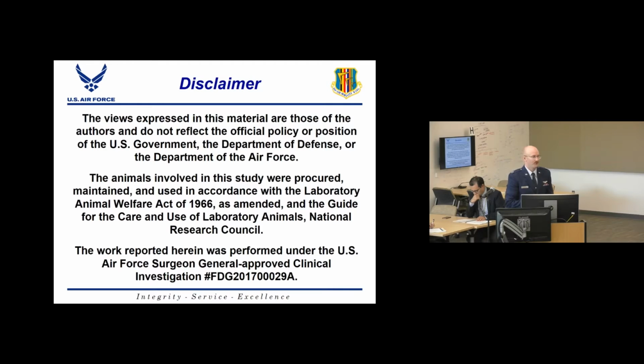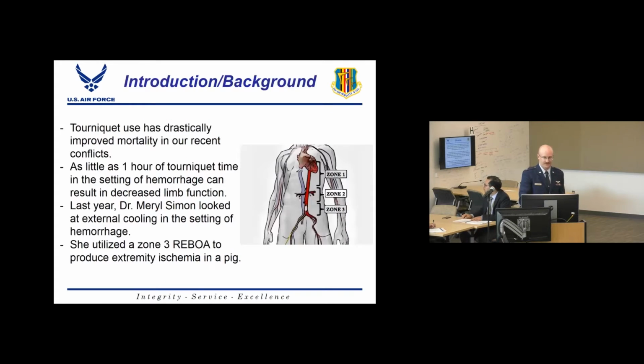We also performed all of the animal testing under established guidelines. Tourniquet use has drastically improved the mortality in our recent conflicts in Iraq and Afghanistan. But at times this can be detrimental, obviously, to the limb that has the tourniquet applied to it. They found that as little as 1 hour of tourniquet time in a setting of hemorrhage or shock can result in decreased limb function.